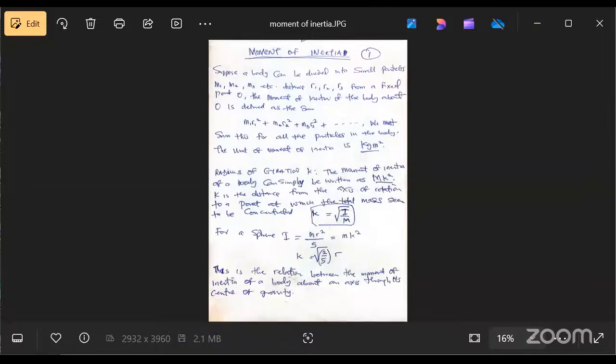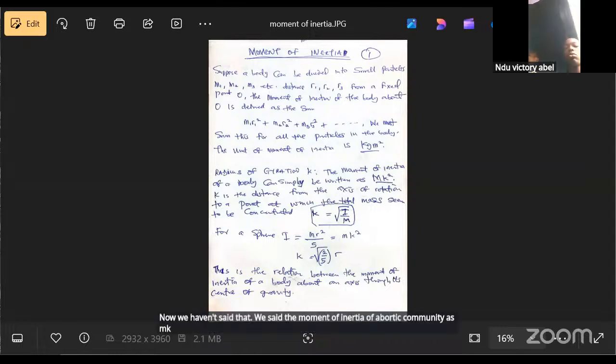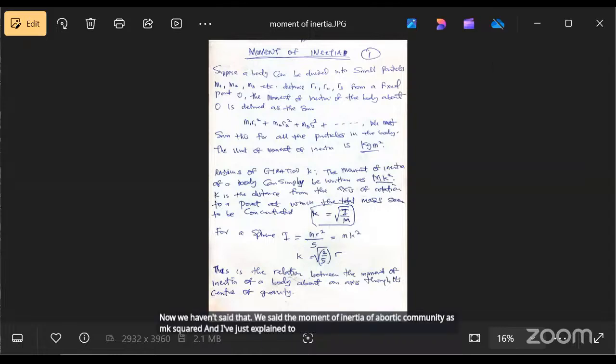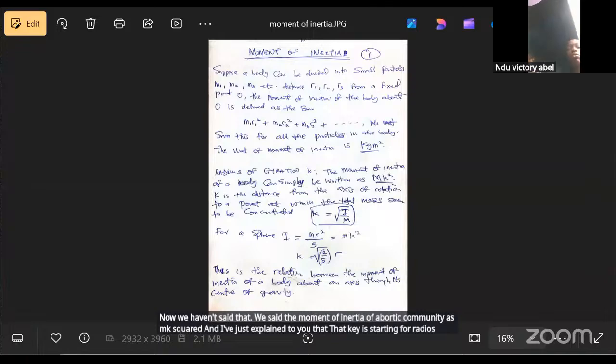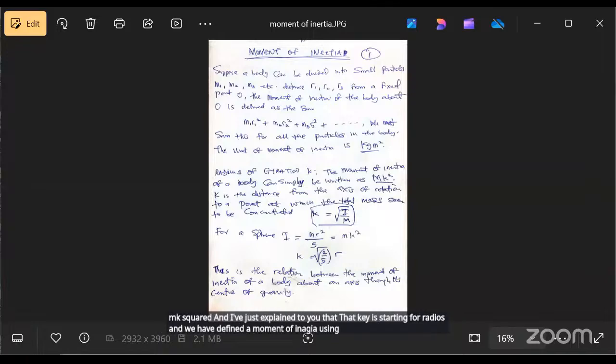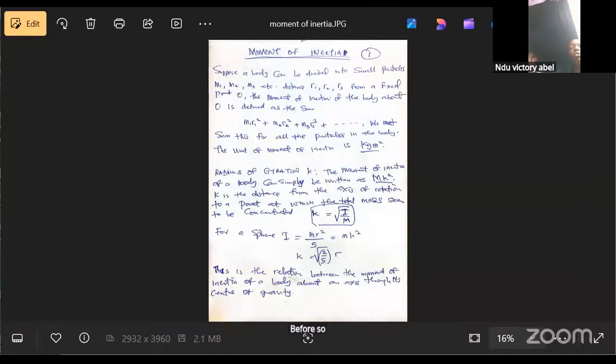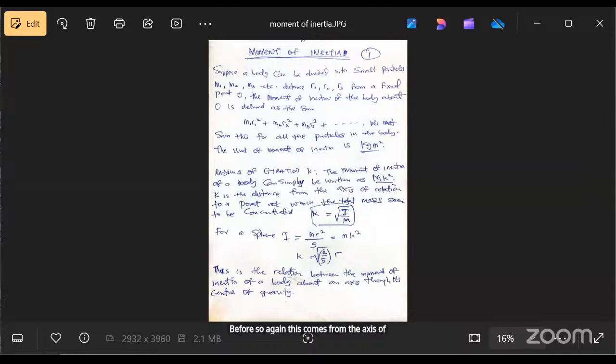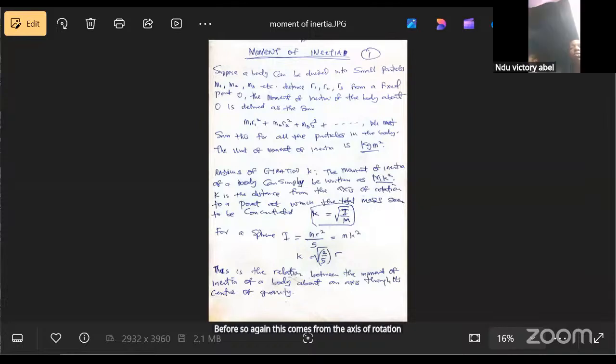Now, we said the moment of inertia of a body can be written as mk squared, and I've just explained to you that K is standing for radius, and we have defined a moment of inertia using radius before. So K is the distance from the axis of rotation.